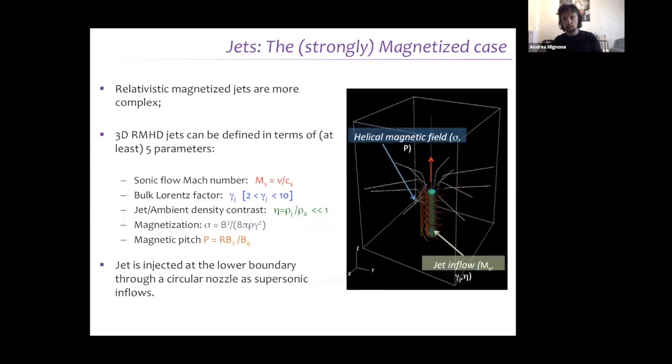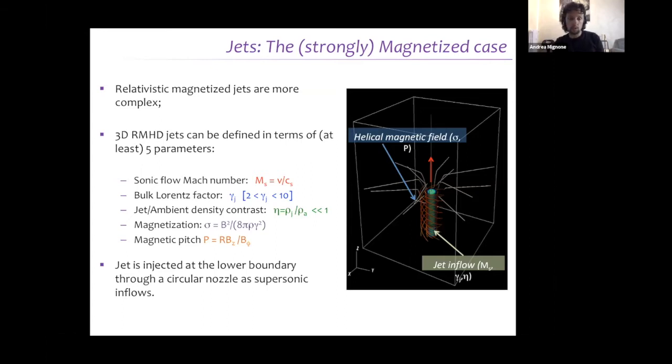However, if we now consider the strongly magnetized case, then the situation gets much more complicated for a number of reasons. First of all, strongly magnetized jets are described in terms of at least 5 parameters. Well, you have a sonic flow Mach number, exactly as before, and the bulk Lorentz factor. And the jet-ambient density contrast, which essentially tells you the ratio between the jet density and the ambient. This parameter is estimated to be less than 1 from a variety of studies carried out in the last 40 years. But then you also have the magnetization now and the magnetic pitch.